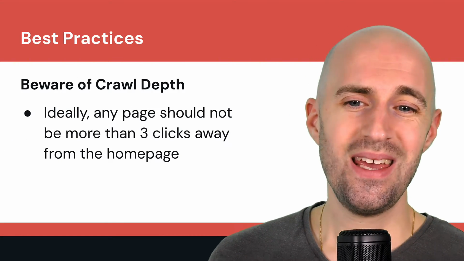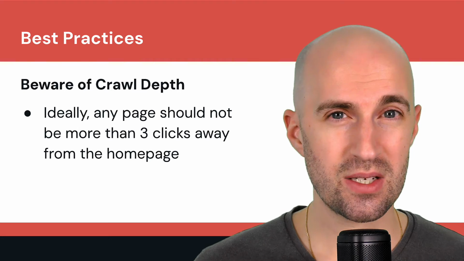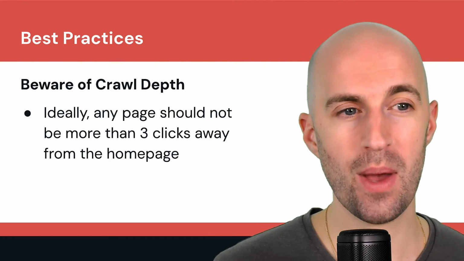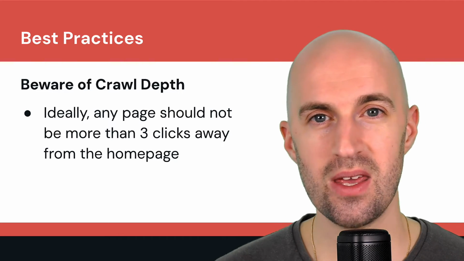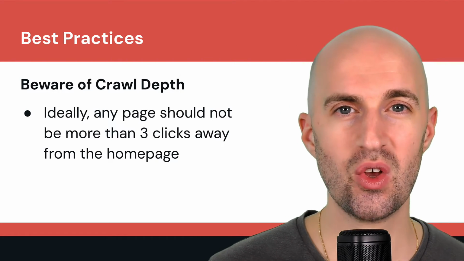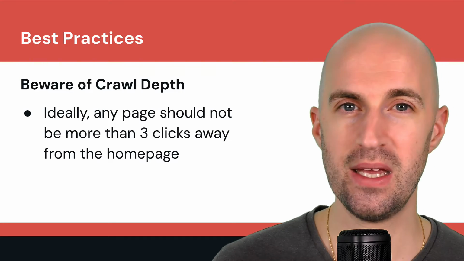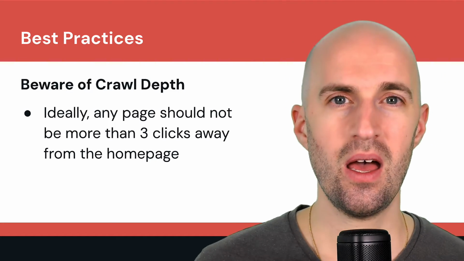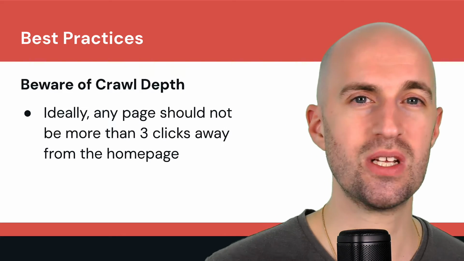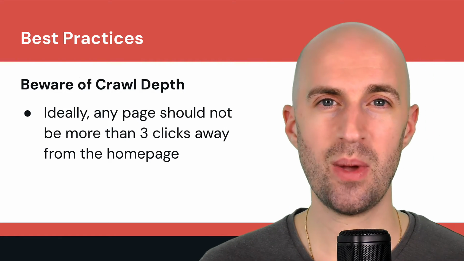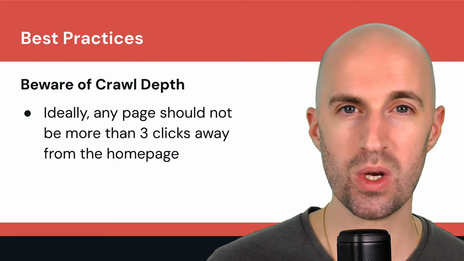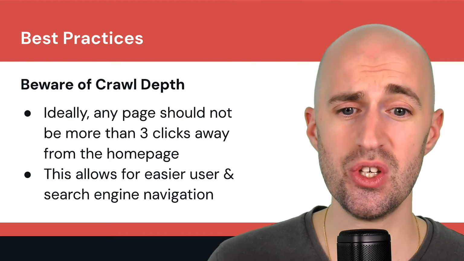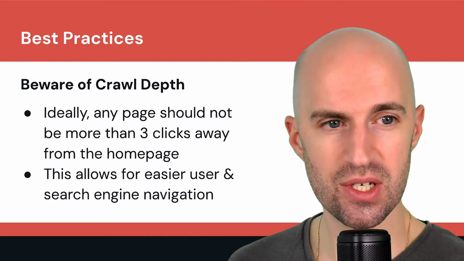And ideally, in a best practice sense, any page should not be more than 3 clicks away from the home page. So let's say you're on the home page and you click on a category level page. So you've landed on a category, so that's 1 click. You click to a subcategory page, that's 2 clicks. And then you click on the final page, the article, that's 3 clicks. I would not go deeper than that. So this allows for easier user and search engine navigation.